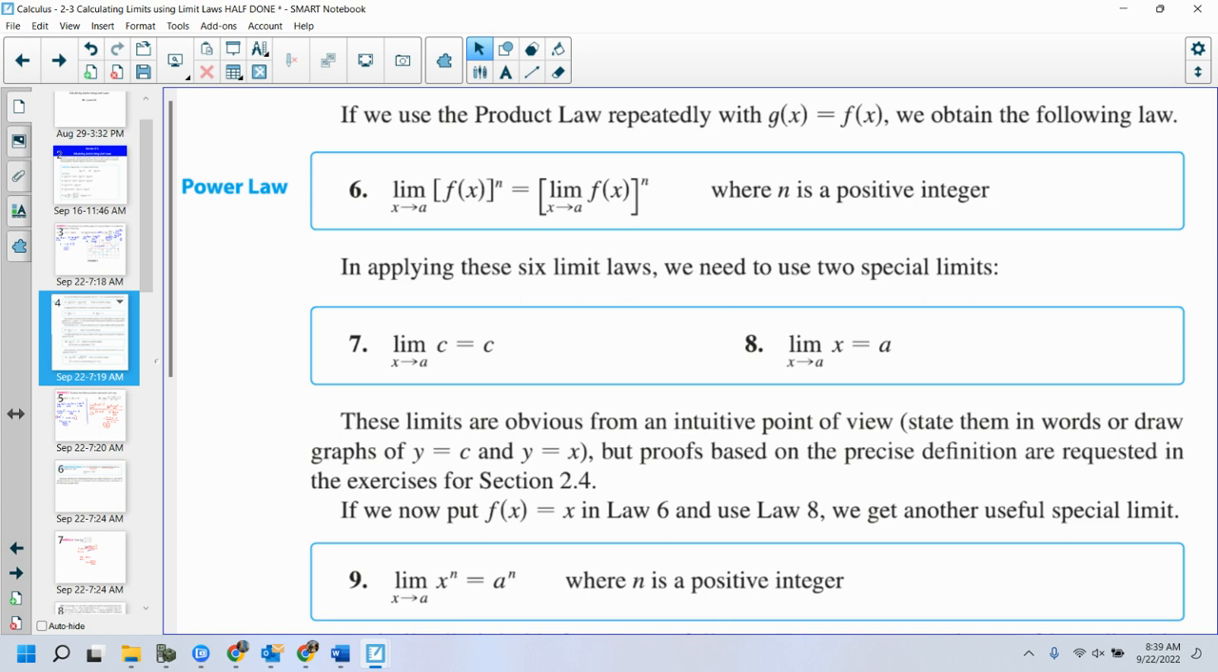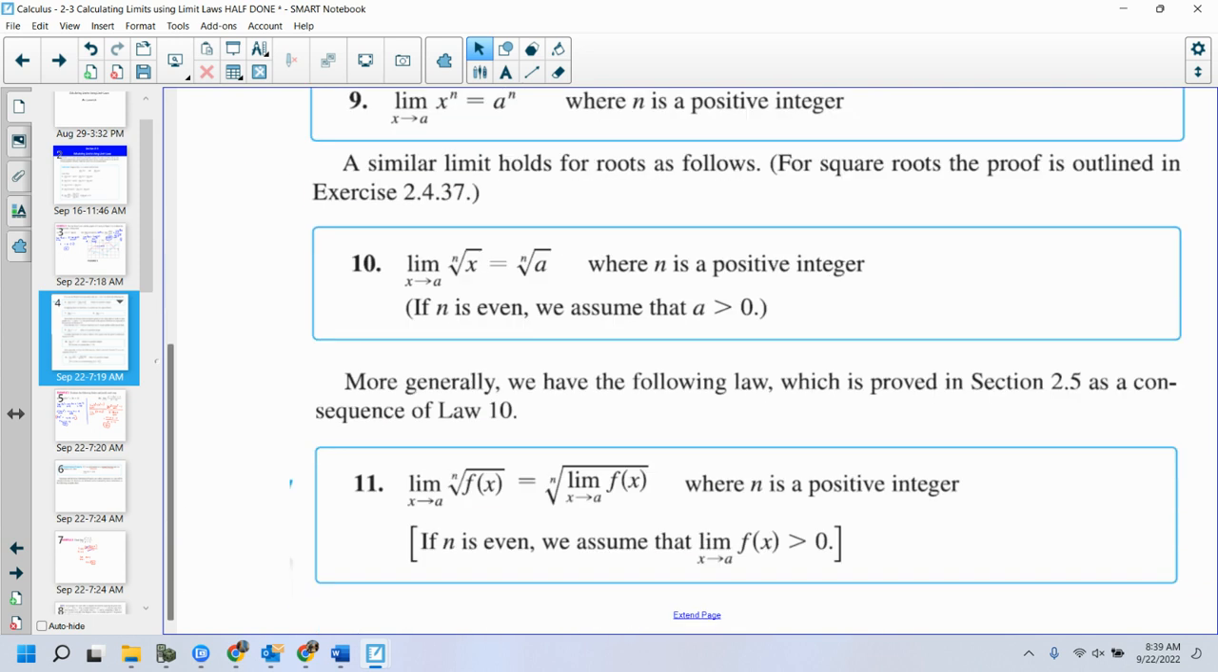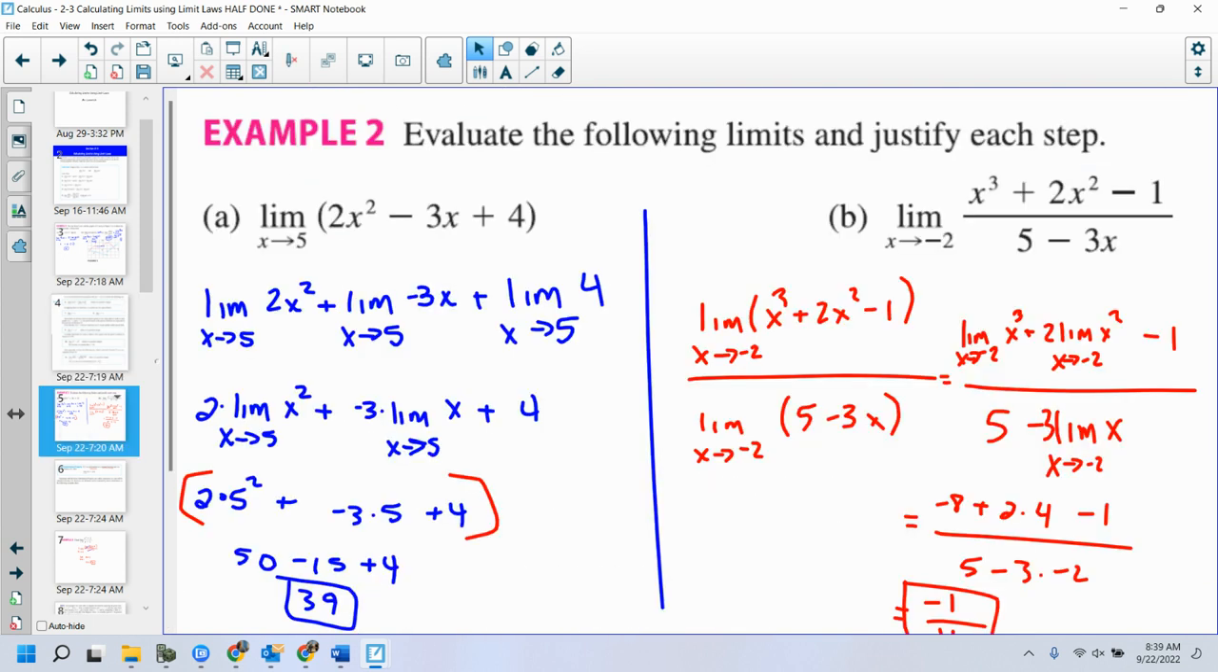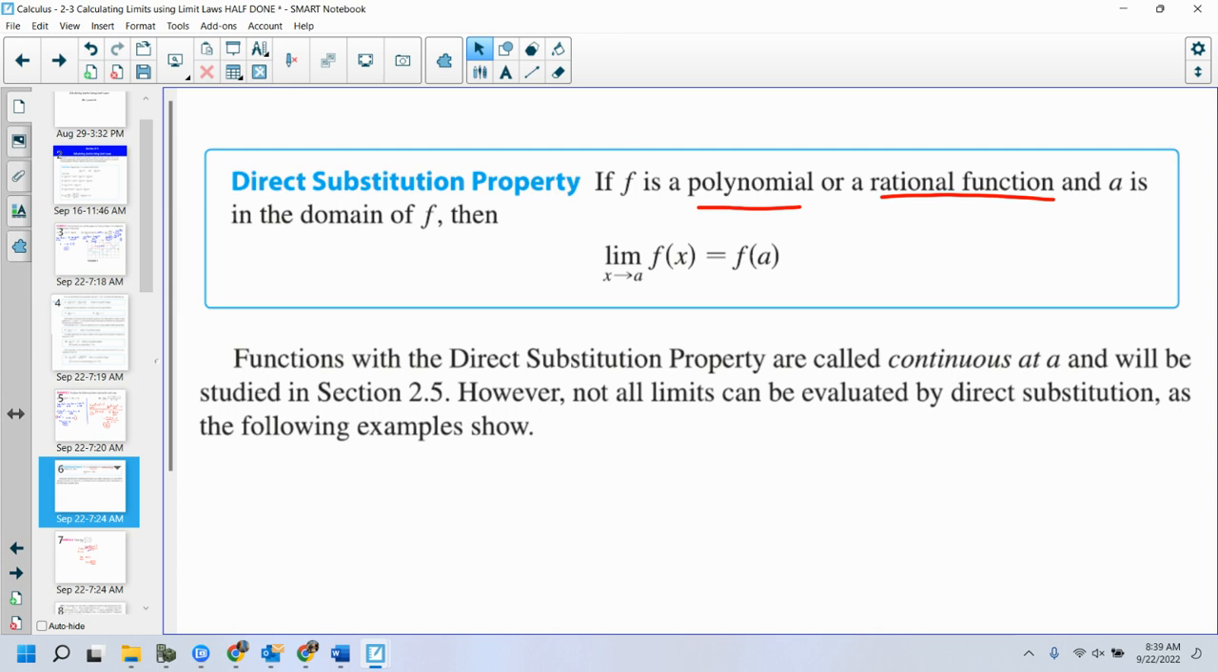Now, we have all of these rules, and we started here, and we said, okay, now if I apply the limits to all of these things, it's just going to evaluate to be each little limit of each little piece. Then we said, well, if that's the case, then we can expand that to this whole substitution property.